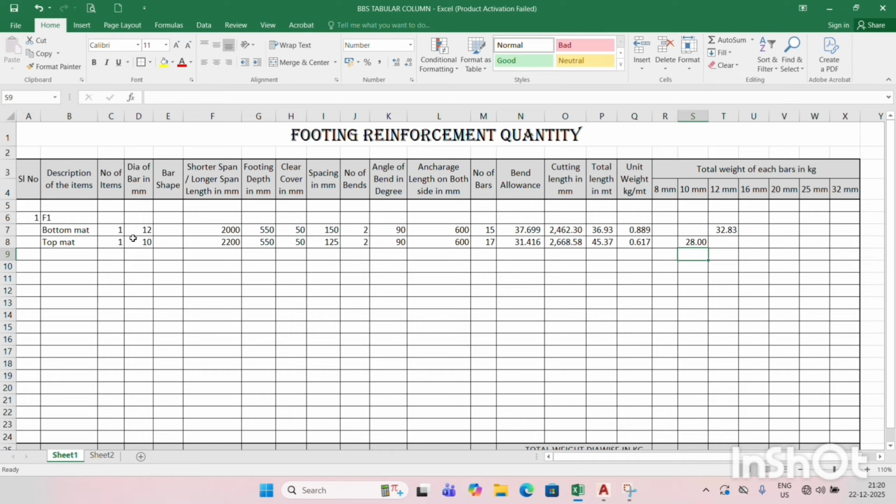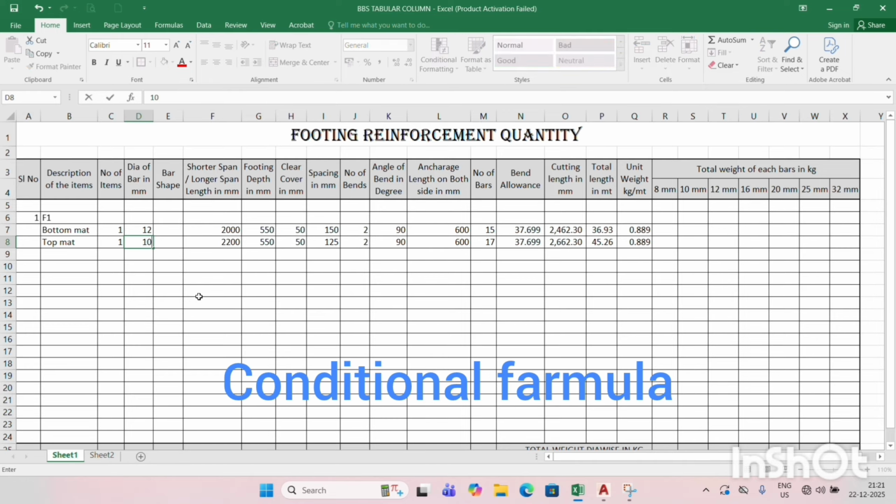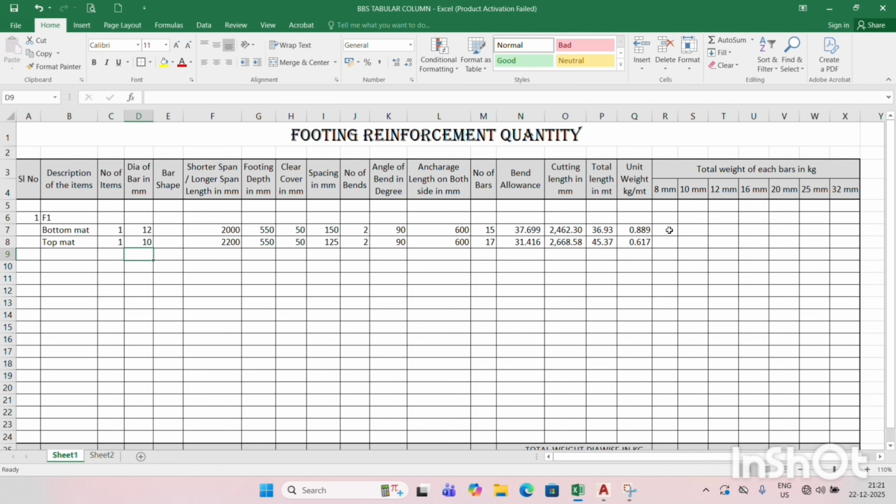If I am taking 12 mm instead of 10 mm, the result will go, and the same 12 mm will not come in the 12 mm cell. That result is coming in the 10 mm cell. So that's why one conditional formula is there. That conditional formula has to be inserted over here. Just listen carefully. I am explaining how to put the formulas in each cell. Select this cell.